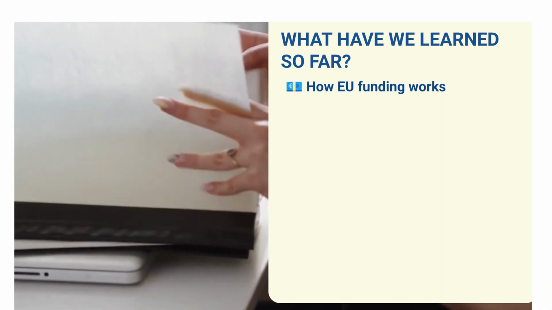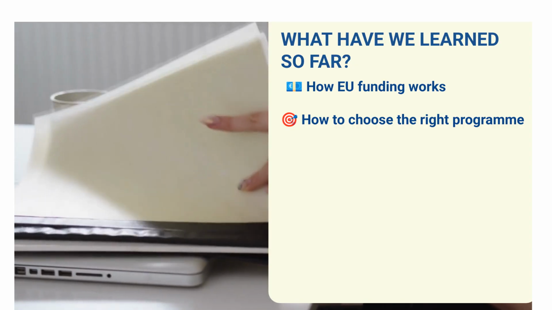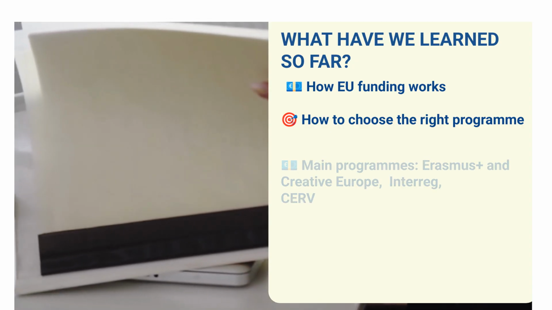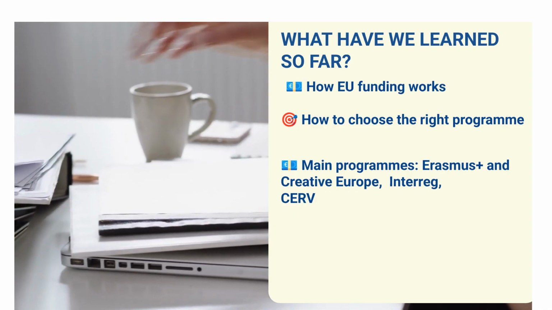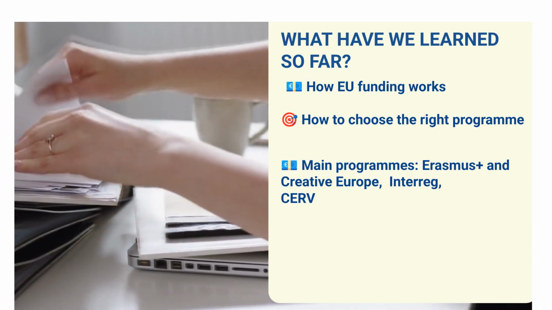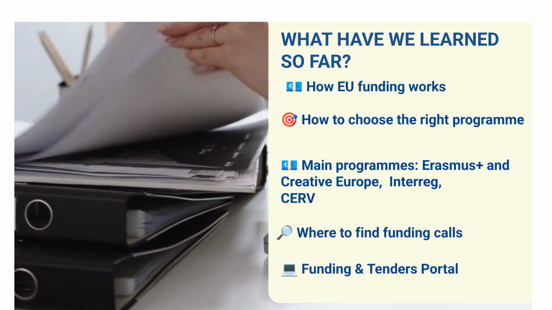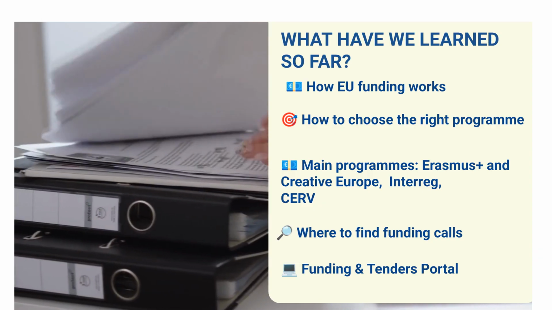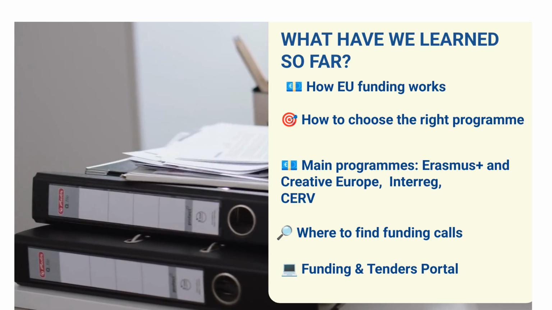So far in the training, we have learned how European Union funding works and how to determine which program is suitable for our organization and project idea. We explored in more detail the opportunities offered by Interreg, Erasmus+, CRV, and Creative Europe. We also learned where to find current funding calls and how to use the Funding and Tenders portal to identify and analyze specific opportunities. We now have the foundation to move on to the next step, preparing the project itself.